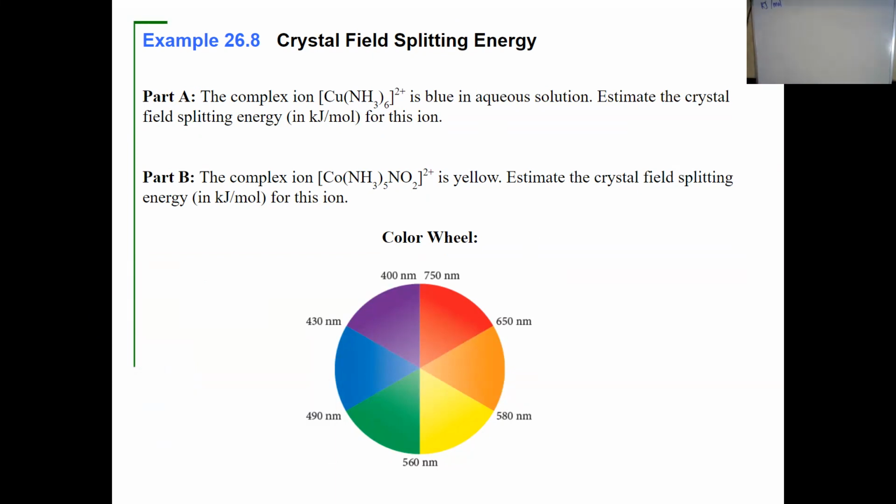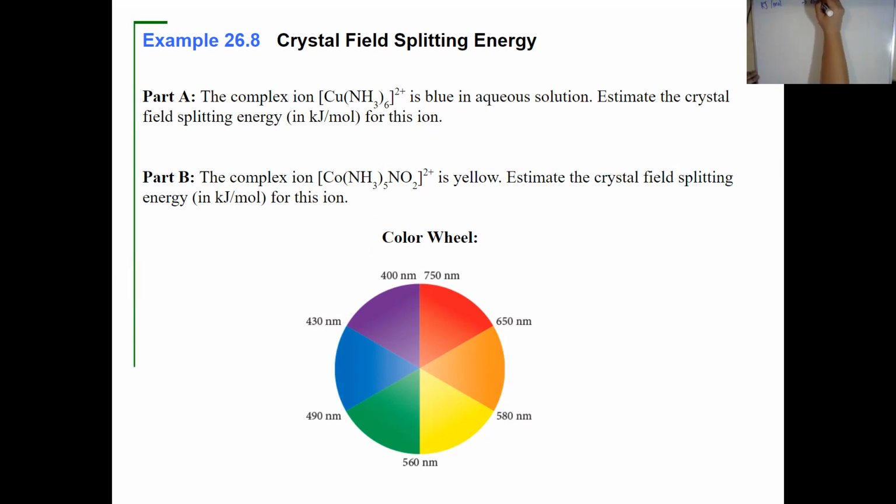Now, there's a few things that you have to be able to pull out of this question. First of all, they're saying that the solution itself is blue. If a solution is blue, that means it's absorbing its complementary color, right? So if a solution is showing blue, that means it's going to be absorbing orange. That's the first association we have to make here. We have to know that it's absorbing orange.